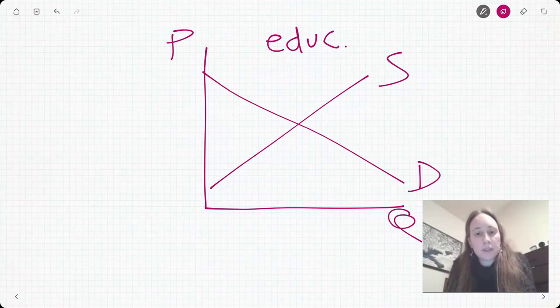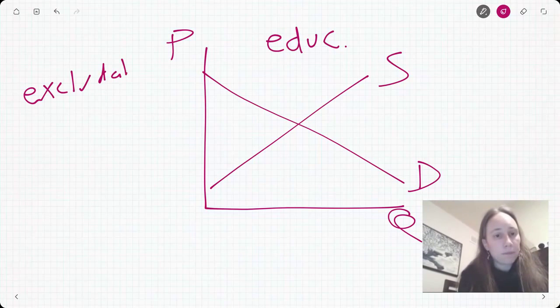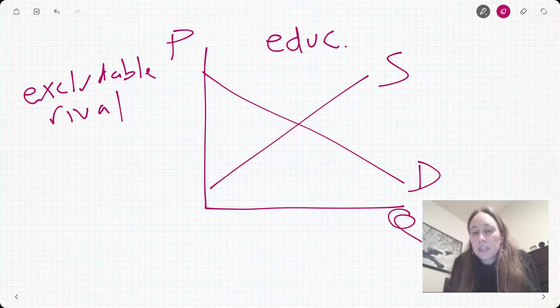Okay, so I'm going to argue that education really is a private good. So think back to your intro classes, where you defined a private good as something that is both excludable and rival. Excludable and rival. To be a public good, it had to be non-excludable and non-rival. And although education is provided publicly, we generally provide it publicly for reasons of equity, not for economic theory reasons.